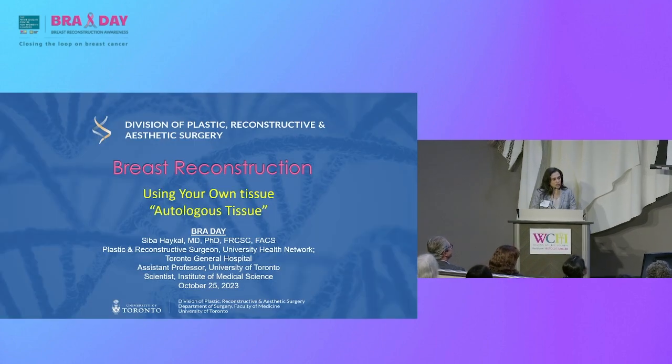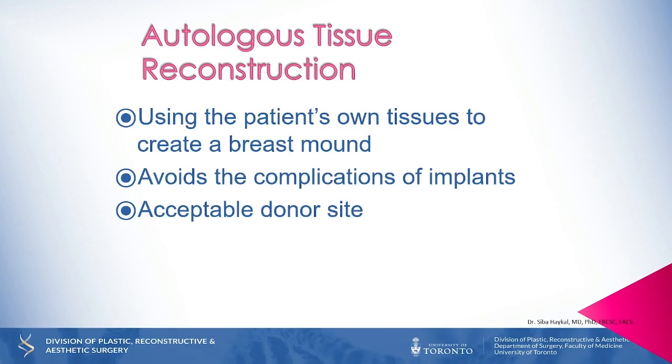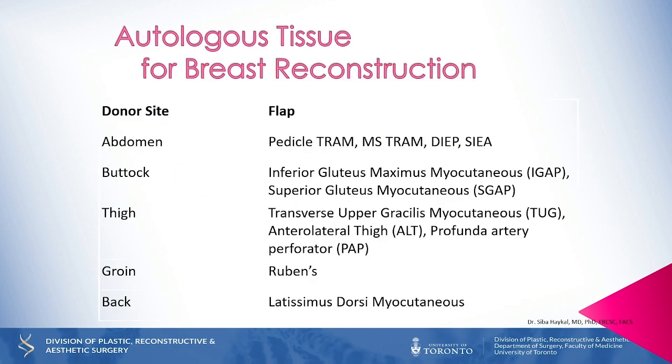So breast reconstruction using your own tissue, also known as autologous tissue, essentially means using the patient's own tissue to create a breast mound. It avoids the complications related with implants and has a pretty acceptable donor site.